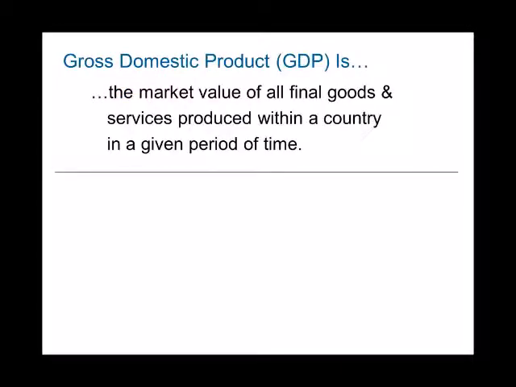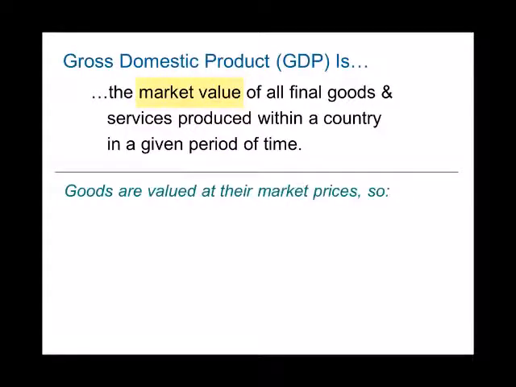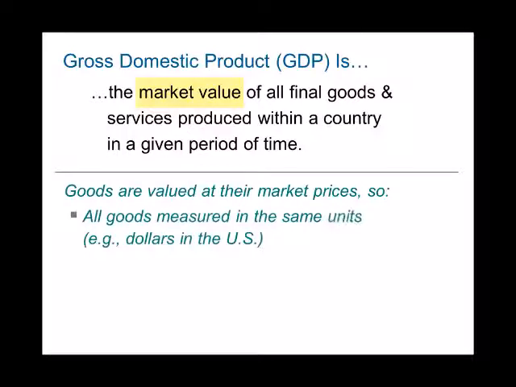So a more formal definition of GDP is the market value of all final goods and services produced within the borders of a country in a given period of time. Market value means that goods are valued at their market prices, which means that goods are measured by dollars or by the same units. In the US, they're measured by US dollars. In Canada, it's Canadian dollars. In Britain, it's the British pound. So they're measured by the same units.